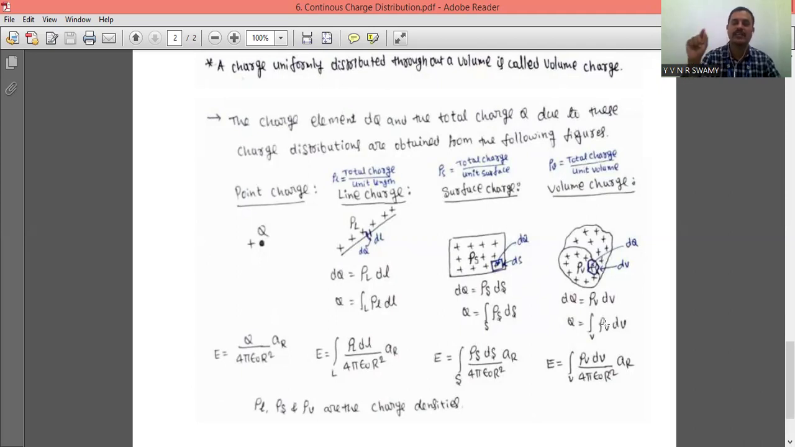Then surface charge. The charge uniformly distributed over a sheet or surface is called surface charge. The electric field intensity due to surface charge is E equal to surface integral of rho S ds by 4 pi epsilon naught R square along AR direction. Then volume charge. The charge uniformly distributed throughout a volume is called volume charge, and electric field intensity due to volume charge is E equal to volume integral of rho V dV by 4 pi epsilon naught R square along AR. So this is the electric field intensity due to continuous charge distribution.